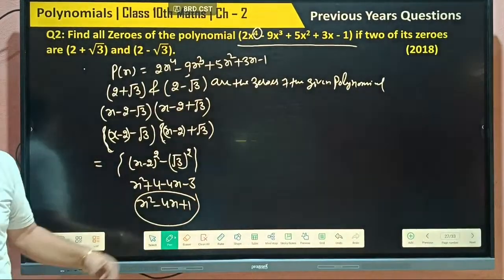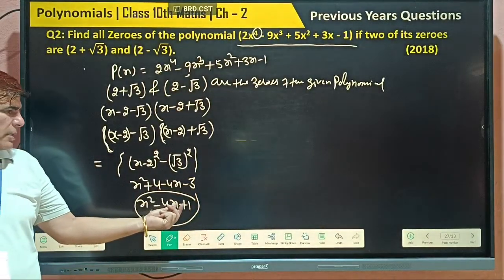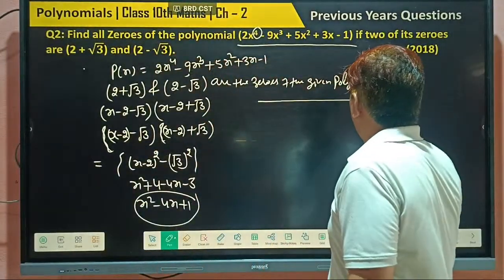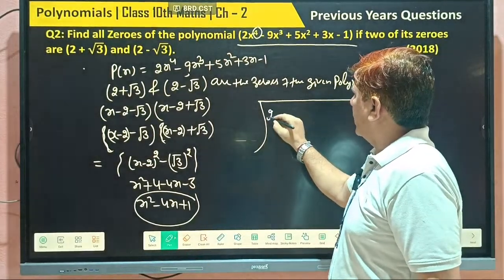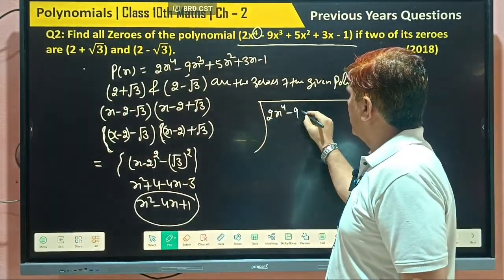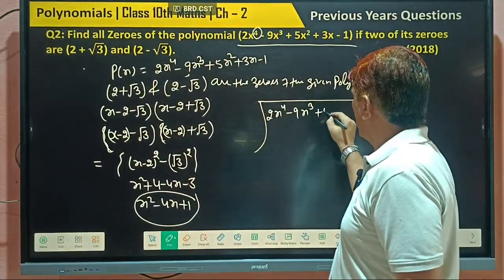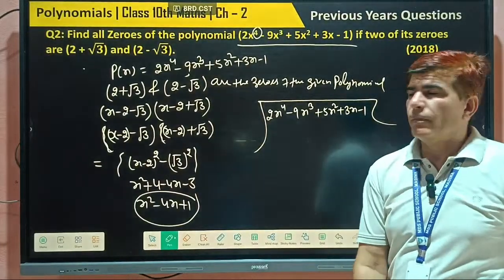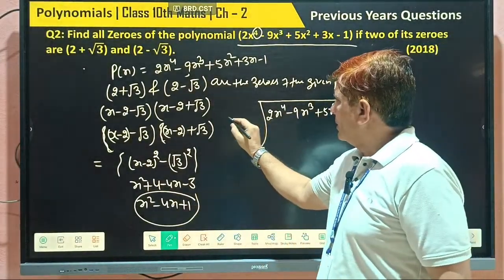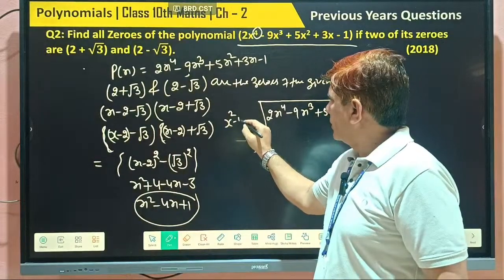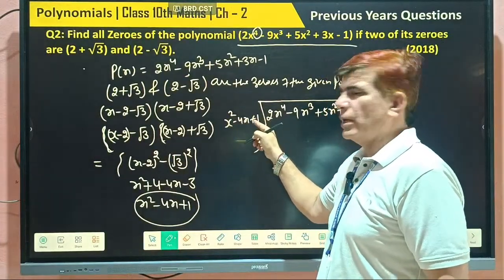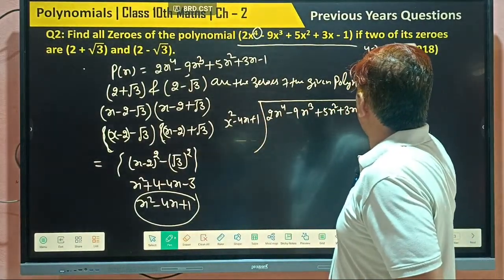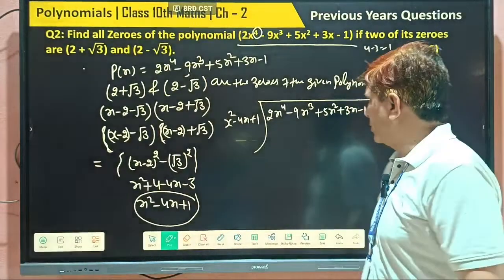So here is a mistake. We have taken minus 1 here, but here it is plus 1. Now you can find this. 2x power 4 minus 9x power 3 plus 5x square plus 3x minus 1. Yes or no? Divide this by x square minus 4x plus 1. Plus of 4 minus 3 is equal to 1, but we had taken by chance minus 1.